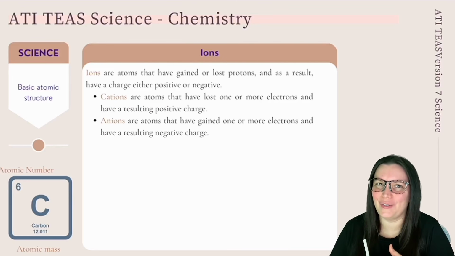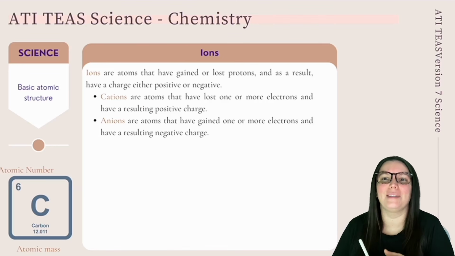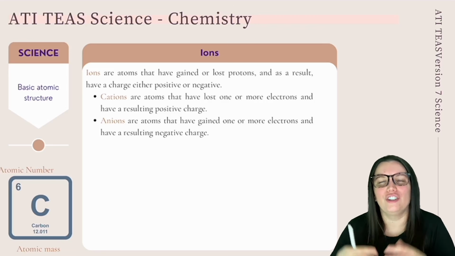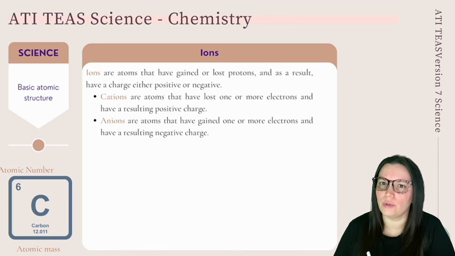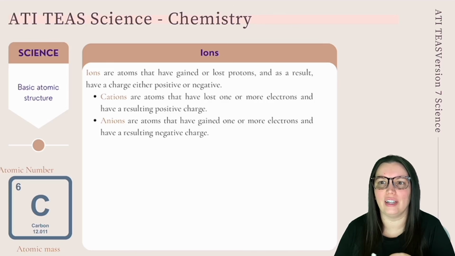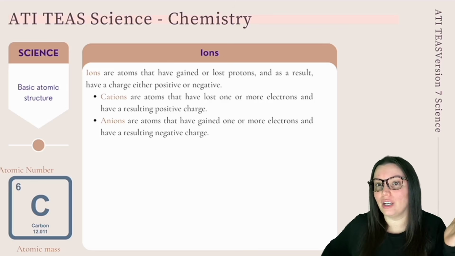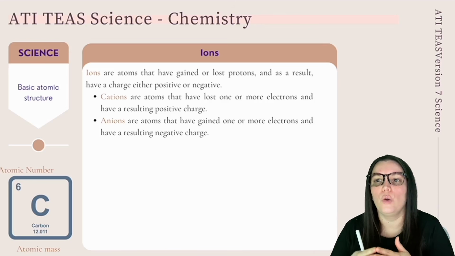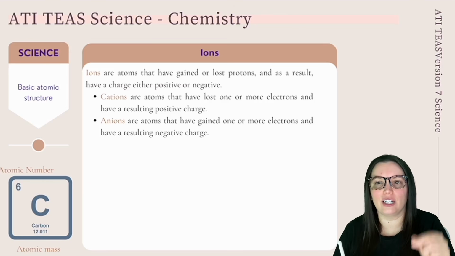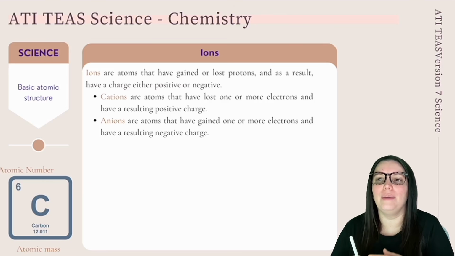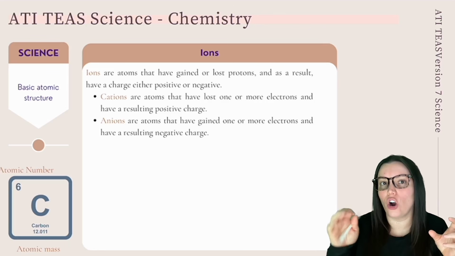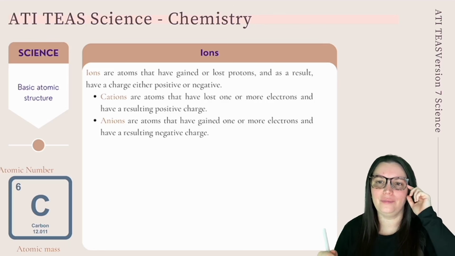So let's talk about some good old-fashioned ions. Ions are atoms that have gained or lost electrons and as a result have a charge, either positive or negative. So for example, traditionally sodium is made up of 11 protons, 12 neutrons, and 11 electrons. So as we know, we have 11 protons, 11 electrons. This is a neutral atom, right? They're the same number. When sodium loses one of its valence electrons in its outermost shell, then it becomes a cation because it has a positive charge. Remember, there's more protons than there are electrons, making it more positive.